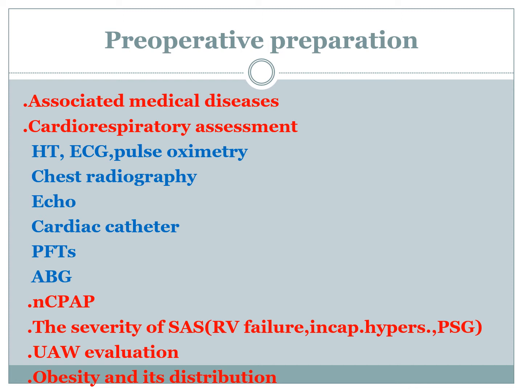Patients using nasal CPAP should bring their CPAP to be used post-operatively. The severity of OSAS should be assessed by looking for polysomnography, right ventricular failure. Upper airway evaluation is important. Look for obesity and its distribution. And of course, neck circumference more than 42 centimeters is a risk factor of obstructive sleep apnea.